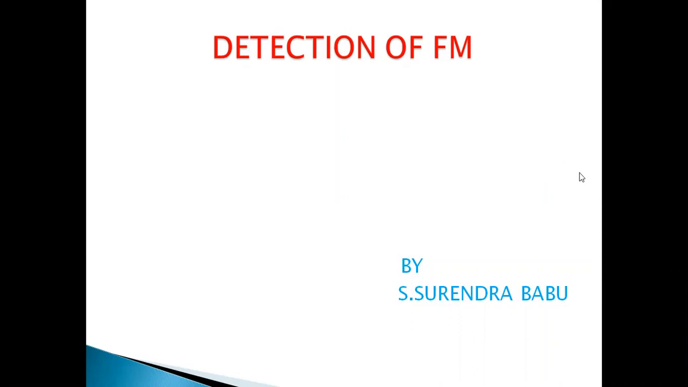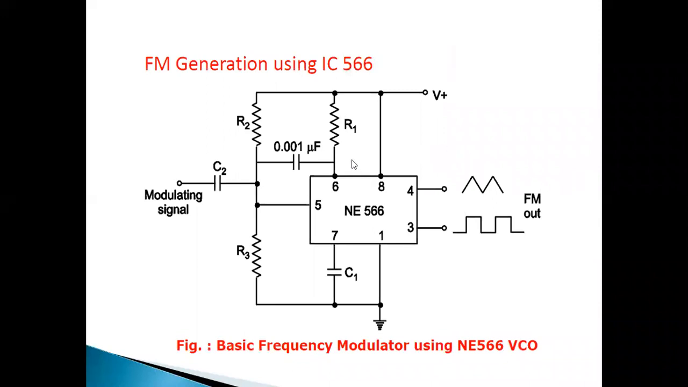Now we are going to discuss the demodulation of FM. First, the FM detection is explained by using the IC 566. This IC 566 can be written as NE 566.